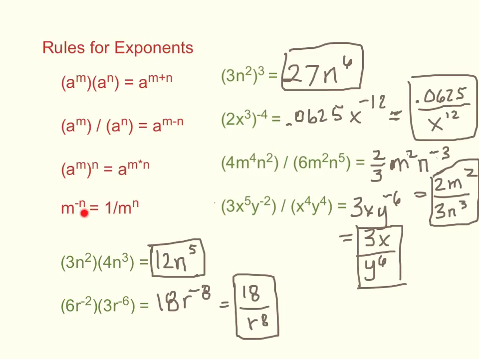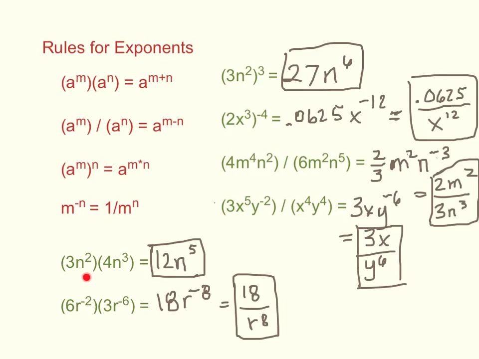If you ever have a negative exponent, you can move it to the other side of the fraction bar. Here I put it below a fraction bar with 1 on top and make it positive. It goes the other way. If it's negative in the denominator, I can move it to the numerator and make it positive. Let's look at some examples.